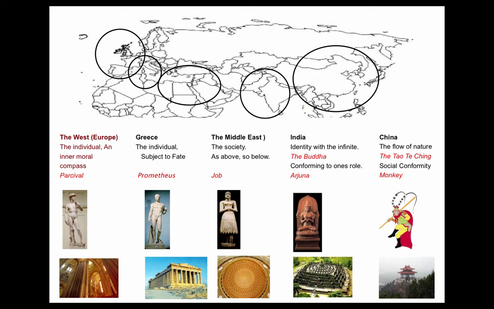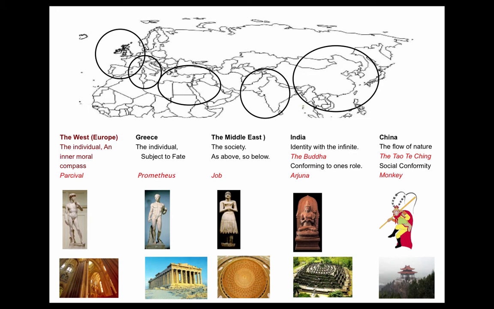And in the story of Prometheus, we have Prometheus, who's a god, or rather a titan, standing in for human beings and asserting the individual in defiance of the gods, but subject to fate. And in the West, we have an individual that has an inner moral compass and is in a boundless experience of space, as we see in the Gothic cathedral.